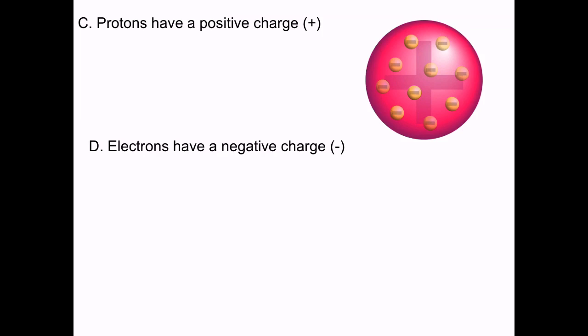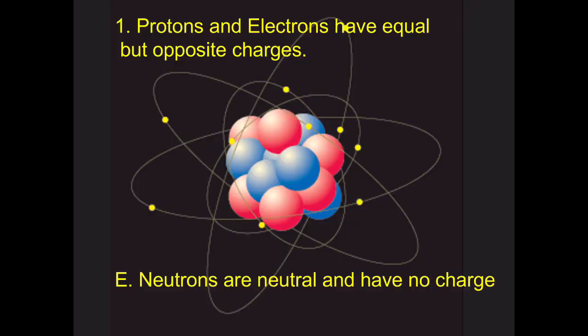Protons have positive charge and electrons have negative charge. Again, stuff we've discussed previously. Protons and electrons have equal but opposite charges, and neutrons are neutral and have no charge at all. Again, the part we use for electricity are the electrons out here. We push those around through a material like a wire to create a current flow. The protons and neutrons stay in the nucleus the whole time.